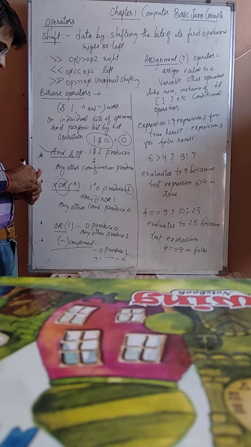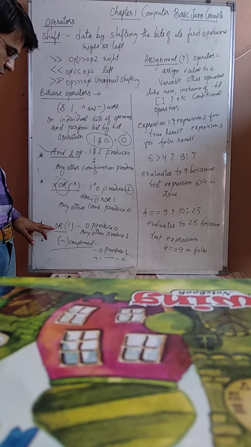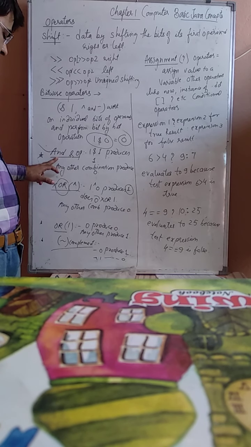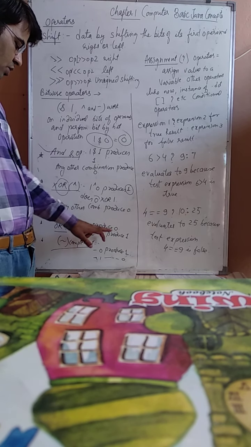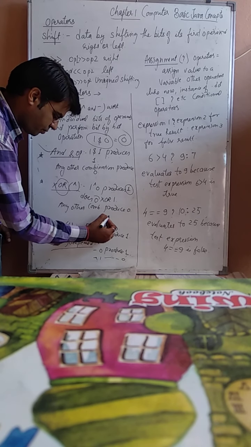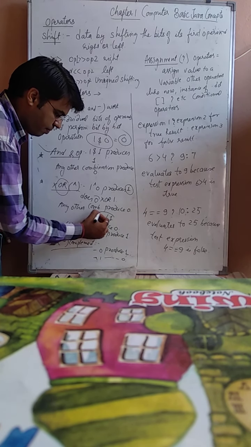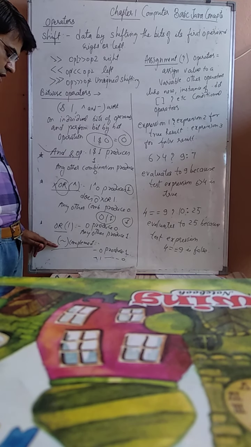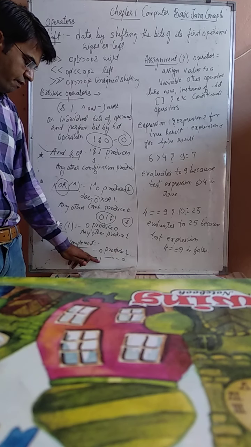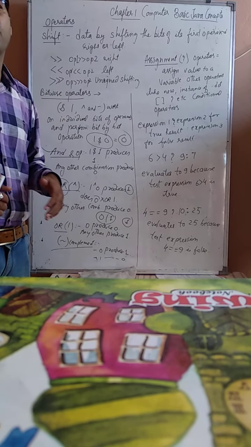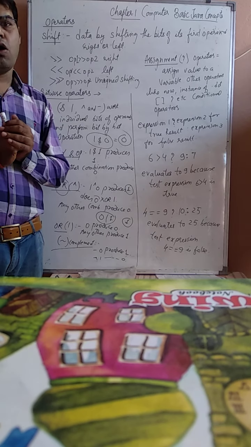Then OR. This sign represents OR. This sign represents XOR, and this sign represents AND. 0 and 0 produces 0 and any other combination produces 1. For example, 0 OR 1 will produce 1. And this sign is known as complement. So 0 produces 1 and 1 produces 0. So these are the different types of operators which we use in Java operations.